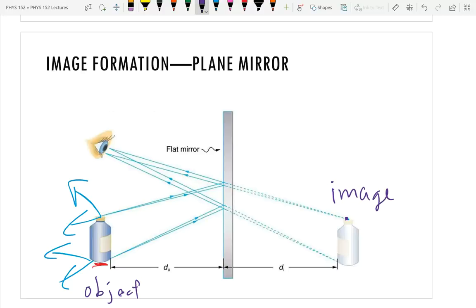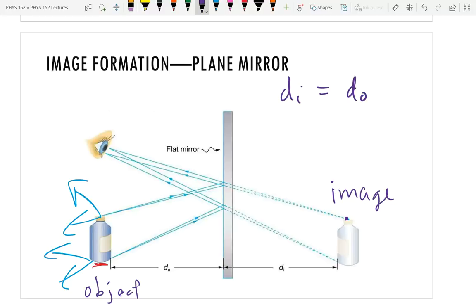Now, with this situation here, the rate at which the rays are diverging is constant, and so this here is just a mere reflection. So that means that the distance behind the mirror where the image is formed is exactly the same as the distance in front of the mirror where the object was. So for a plane mirror, we have a very simple relationship between the distance image and the distance object. Distance image equals distance object, except for one technicality.